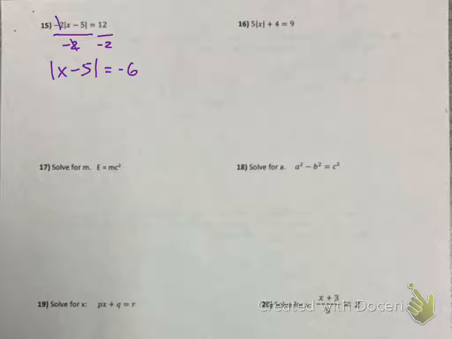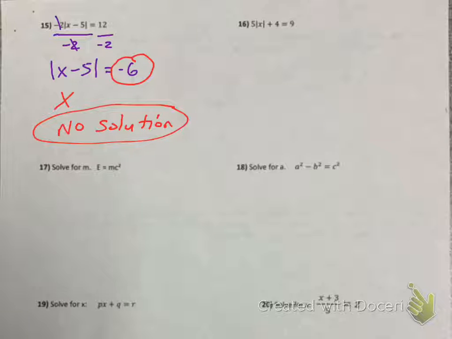Before we try to break this apart, we should recognize that it's already set equal to a negative. So we actually stop right here, and we're going to write no solution. In order for us to break it apart, we need to have a positive value on the right.